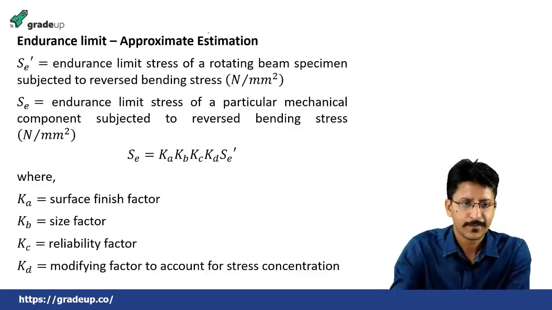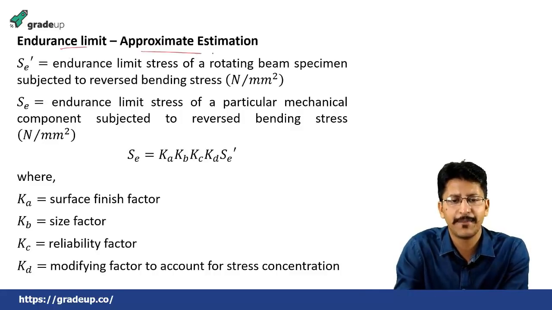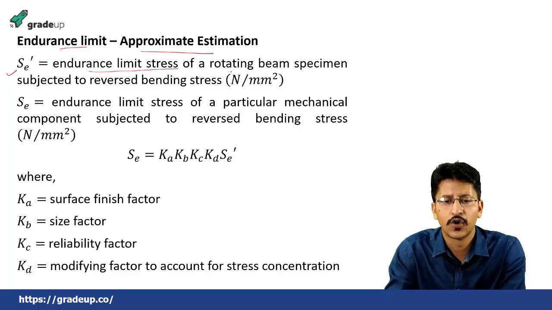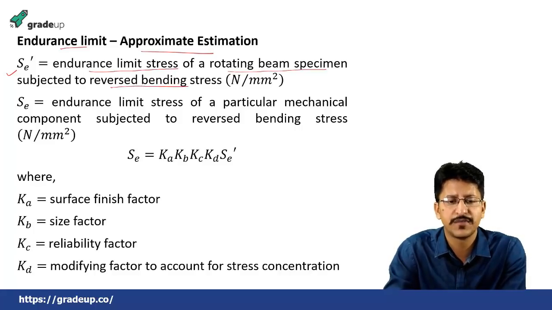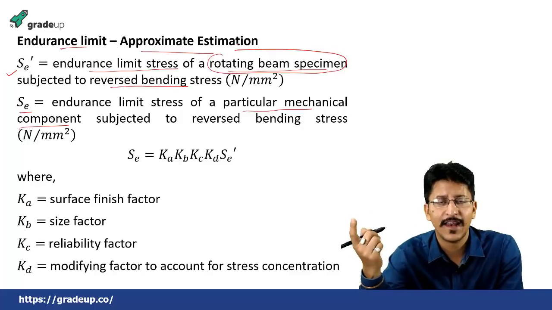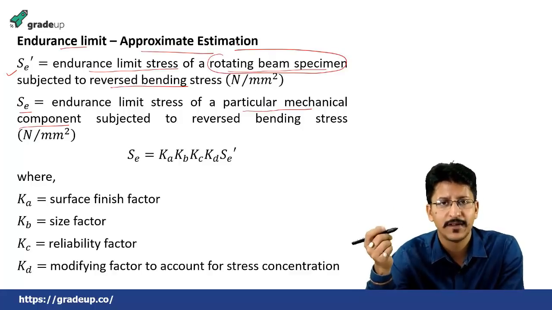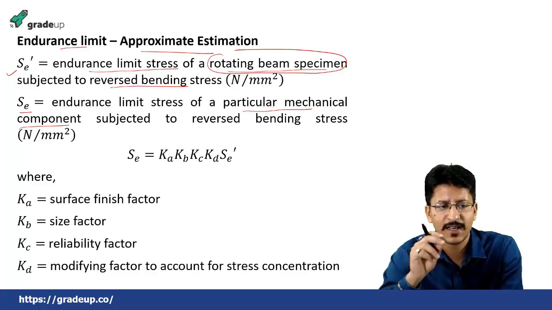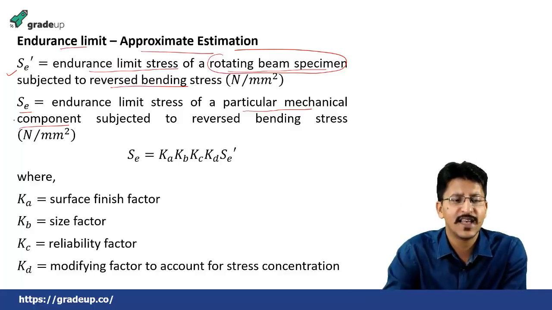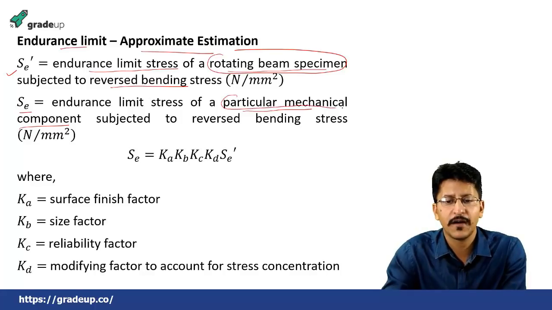Okay. Now the approximate estimation of the endurance limit. See, there are two types of endurance limit stresses that we have defined. One is SE dash, that is the endurance limit stress of a rotating beam specimen subjected to reversed bending stress. And this SE is the endurance limit stress of a particular mechanical component. SE dash is for the rotating beam specimen that has been used in the laboratory for finding out the endurance limit, designed by R.R. Moore. So that is the SE dash, the endurance limit stress of the rotating beam specimen, and this SE is for the particular mechanical component.